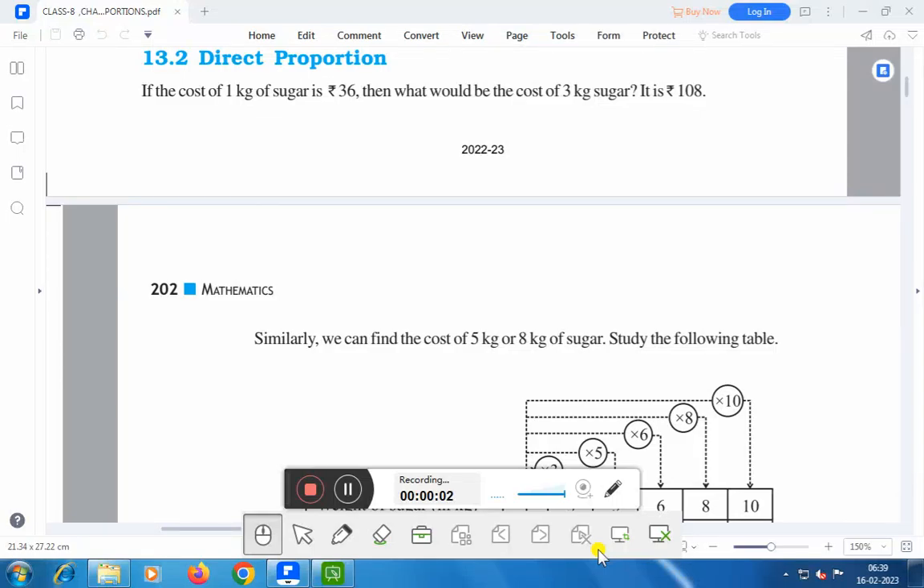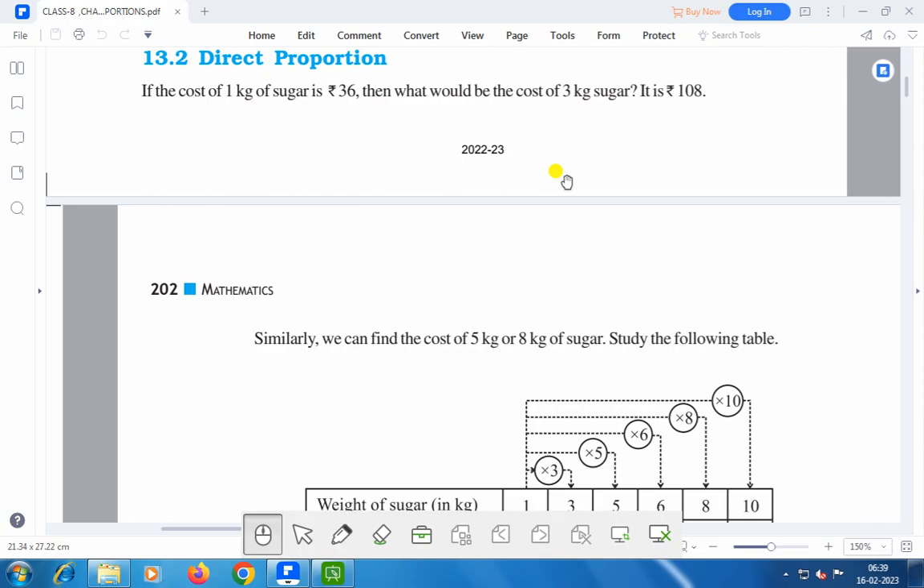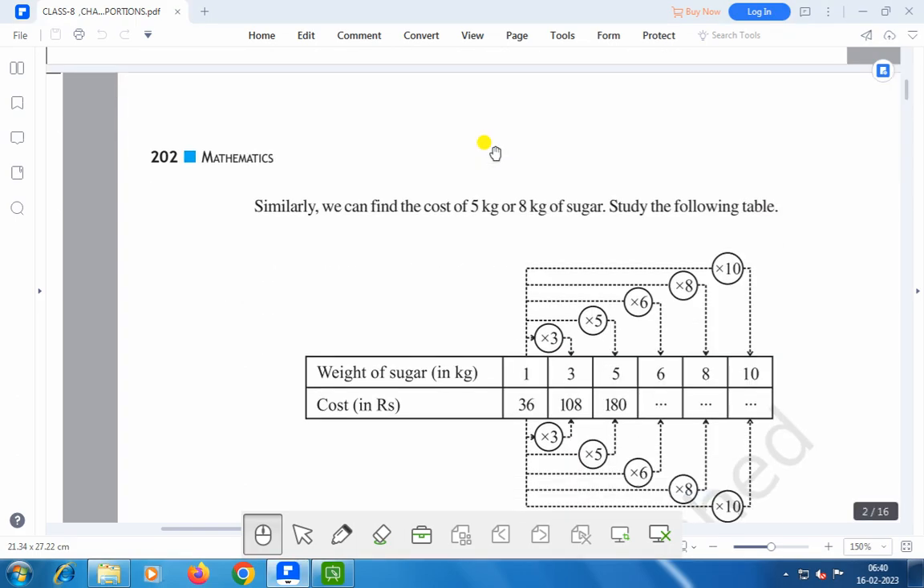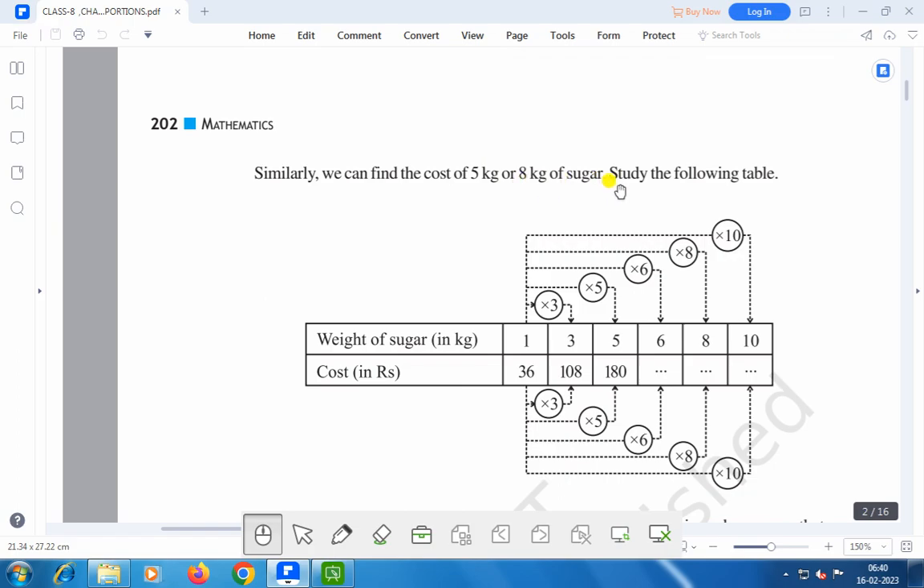Hello everyone. Today we shall discuss direct proportion. If the cost of 1 kg of sugar is rupees 36, then what would be the cost of 3 kg of sugar? It is rupees 108. Similarly, we can find the cost of 5 kg or 8 kg of sugar.